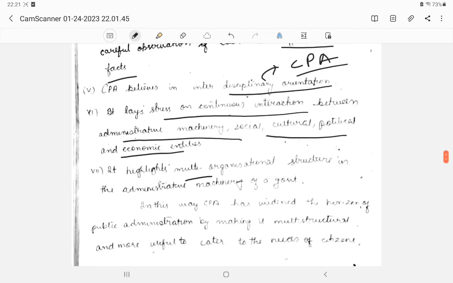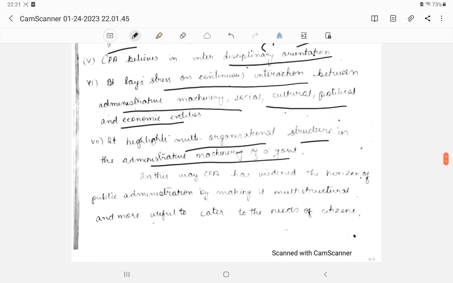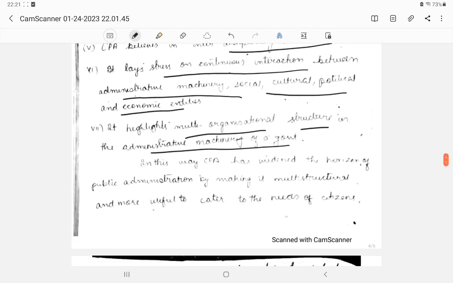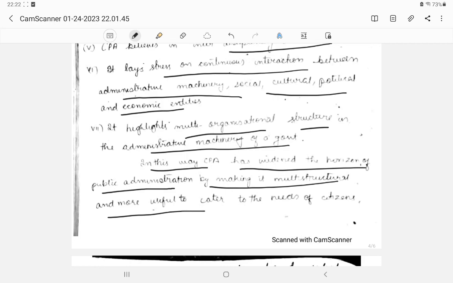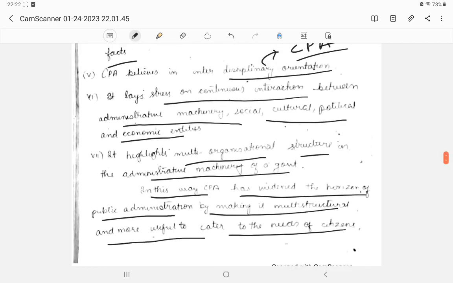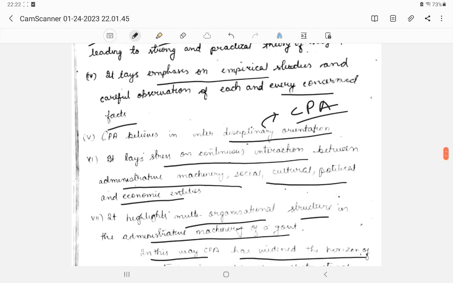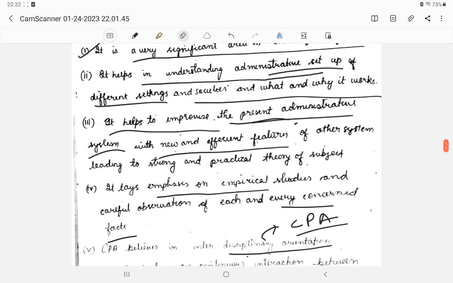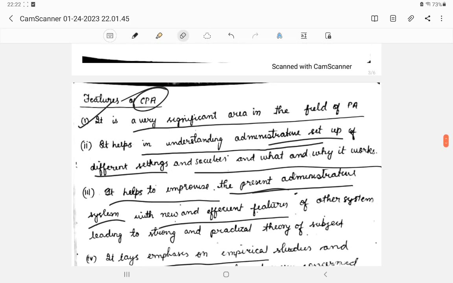Next, it highlights multi-organizational structure in the administrative machinery of the government. Multi-organizational means different administrative structures. So in this way, comparative public administration has widened the horizon of public administration by making it multi-sectoral and more useful to cater to the needs of the citizens. So these are the features of public administration, and we can write this for 5 marks.